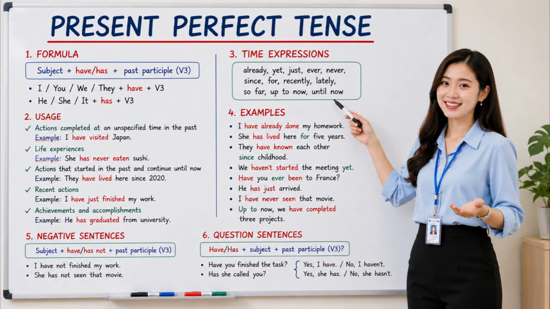For example, you can say, I have learned many new English words. I have studied English for 2 years. Or, I have already completed my homework. These sentences show how past actions can still be important in the present, which is the main purpose of the present perfect tense.